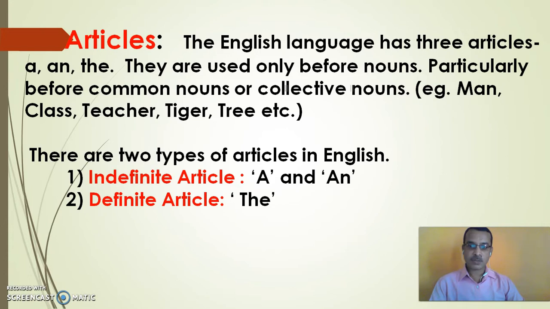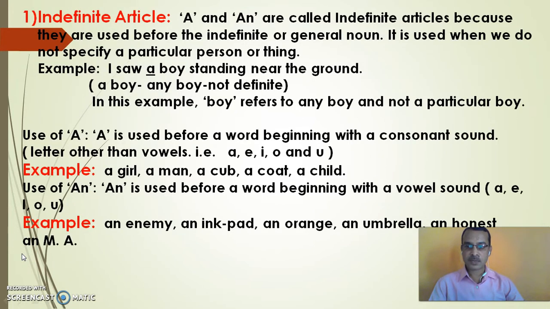There are two types of articles in English language. First is the indefinite article. Indefinite articles are a and an, and the remaining one is the. The is called the definite article. Now, in this video, we are going to study the use of indefinite articles a and an.